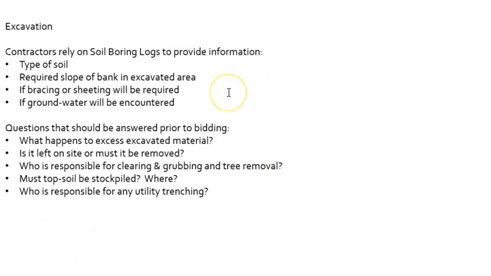So the boring logs provide, as we just went through, the type of the soil. They could gather from that the required slope, the angle of repose, so the contractors could determine how large of an excavation area there is based on the angle, and then, of course, based on the composition of the soil material, if any sort of bracing will be required, and if groundwater might be encountered.